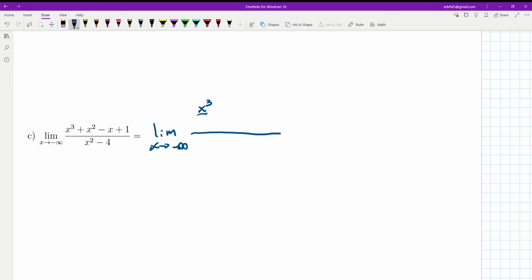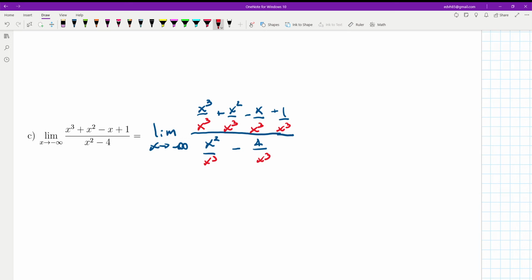So x cubed over x cubed plus x squared over x cubed minus x over x cubed plus 1 over x cubed, and then divided by x squared minus 4, and in this case each term divided by x cubed. Well, let's see what we're gonna get when we simplify all this.